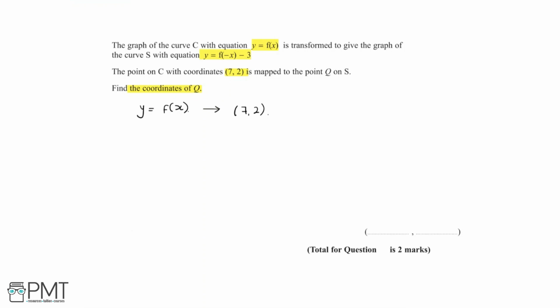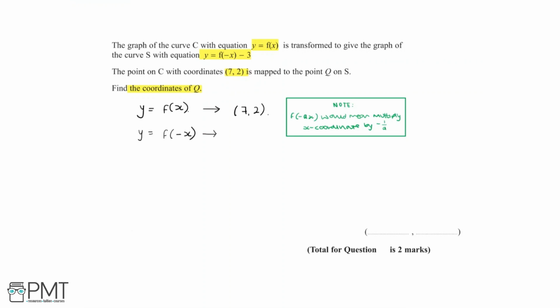Now here's an important rule that we need to know about. The graph f of minus ax would mean that we have to multiply the x coordinates by the reciprocal of minus a. And so we'd end up multiplying the x coordinates by minus 1 over a. Now let's apply this rule to our situation. We have y equals f of minus x. Now inside the brackets we have minus 1. The reciprocal of minus 1 is equal to minus 1 over 1, which is equal to minus 1.